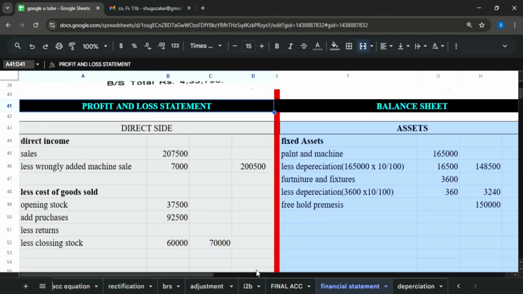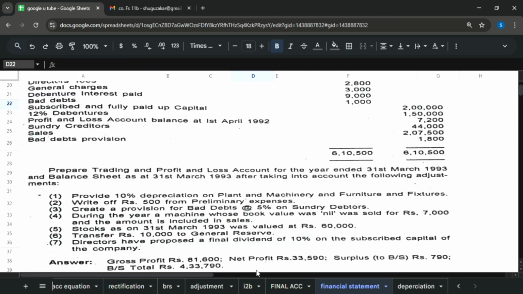So guys, in this way all adjustments, all elements of trial balance, every amount has been posted in an appropriate way. Gross profit, net profit, appropriation balance, asset side balance and liability balance, all answers are correct. Happy ending.